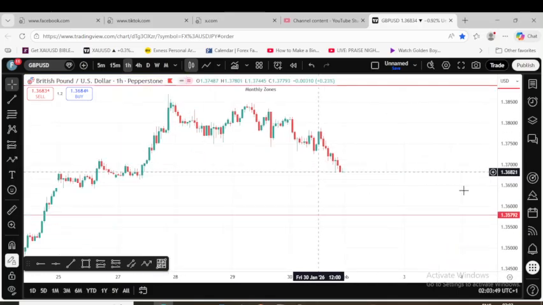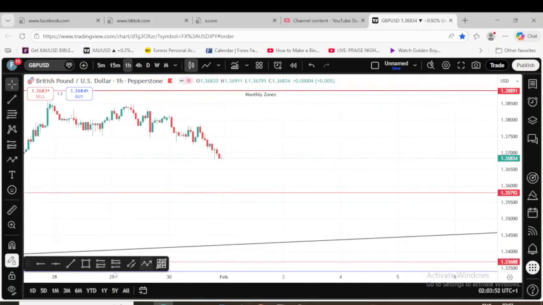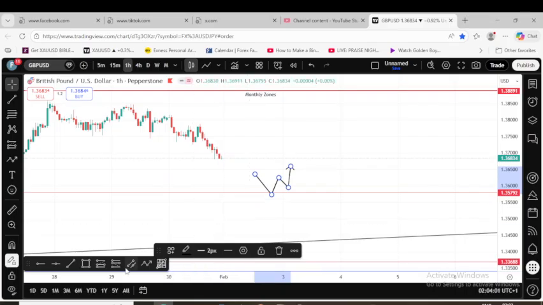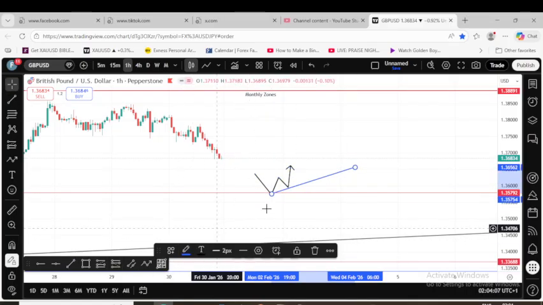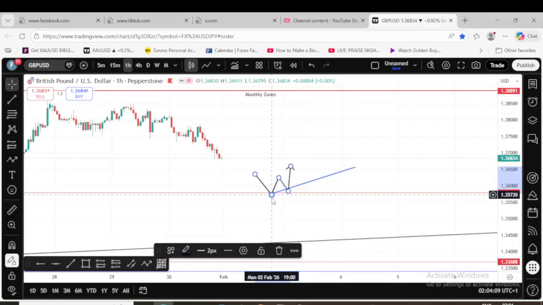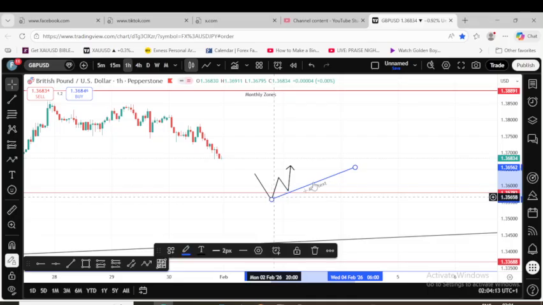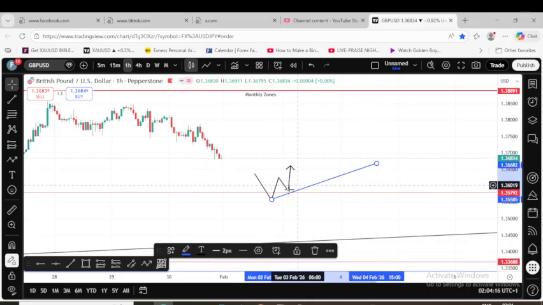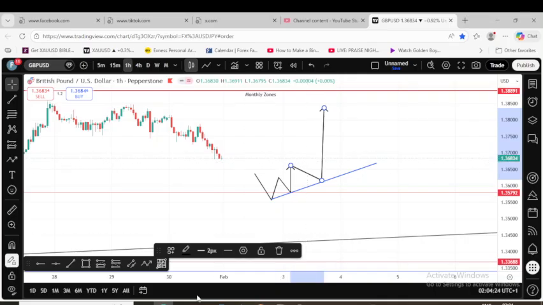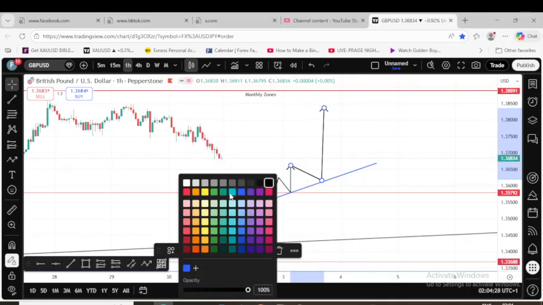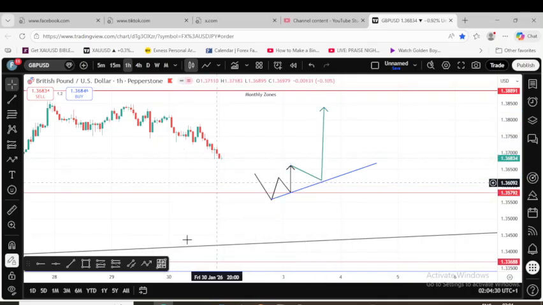So what should we be expecting? Price will continue on a downtrend unless price forms a W with the right leg higher than the left leg, and then a trend line. Let's drop this a little bit. Let's match this like this, and then something like this.